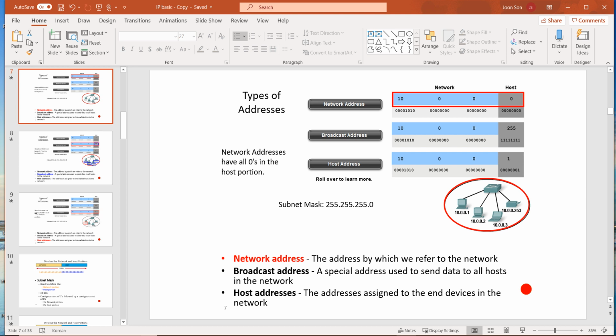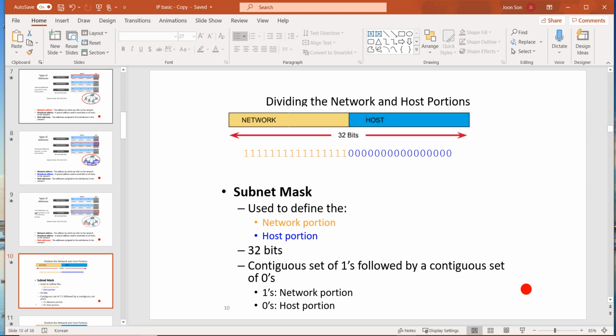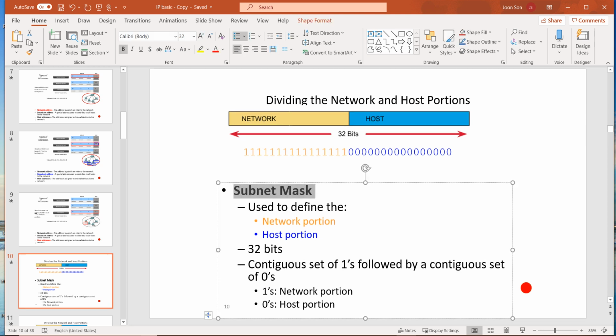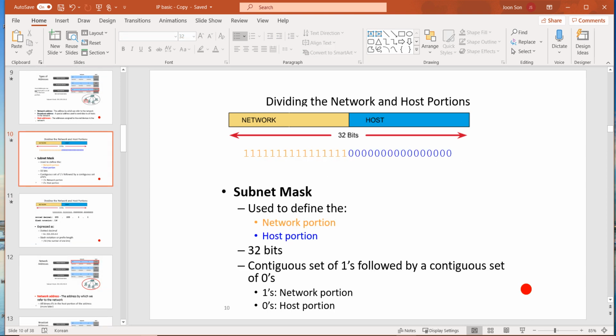Okay, so let's just skip the first 3 slides. And then I said the IP address is hierarchical, right? And you have to know there's another concept called subnet mask. The subnet mask really tells you which portion belongs to the network and which portion belongs to the host. And the subnet mask is basically 32 bits long, right? And it's a contiguous set of ones followed by a contiguous set of 0s.